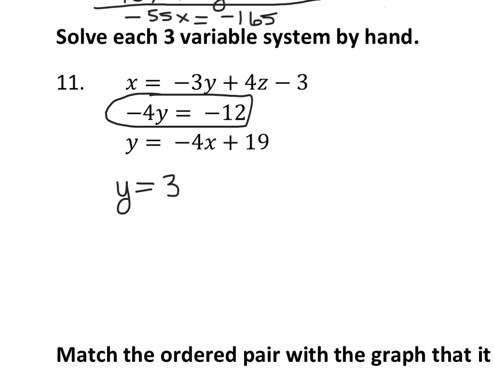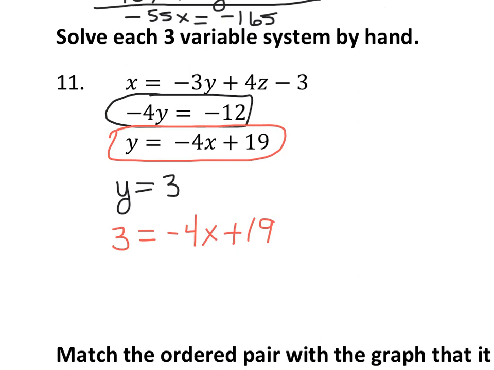Now once I have y, I can solve for another variable in one of my other equations. Well, this equation right here has just x and y in it. So I know y is 3, so I can go ahead and make y 3 in that equation, and then I can go ahead and just solve for x. So I'm going to solve for x by subtracting 19 from both sides, and I get -16 equals -4x. And then when I divide by -4, I get 4 equals x, or x equals 4.